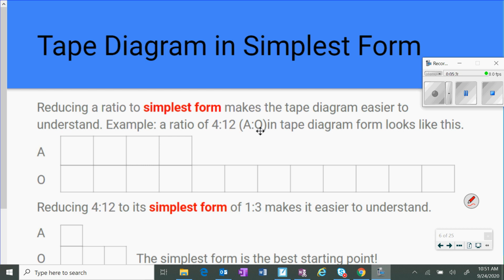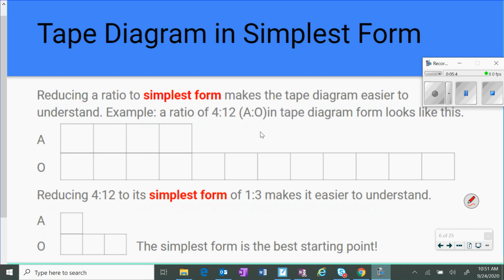So, if we were to draw a tape diagram representing this ratio, you see we have 4 blocks on the top, and we're labeling them A for apples, and then we have 12 on the bottom, labeled O for oranges. Now, if we were to work with that, you see how large that is? That's pretty big, right? And when we have to write the ratio constant in each one of those blocks, and then you have to add them up, or multiply and divide them, whatever the case may be, that's a lot of numbers to work with, correct?